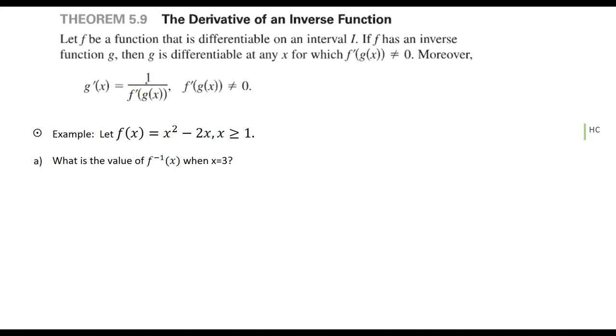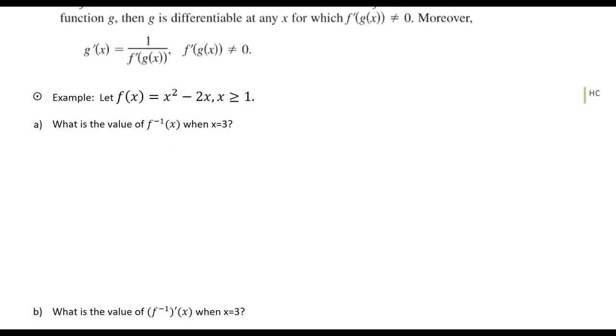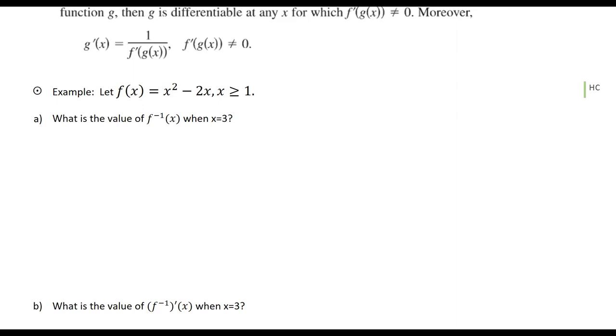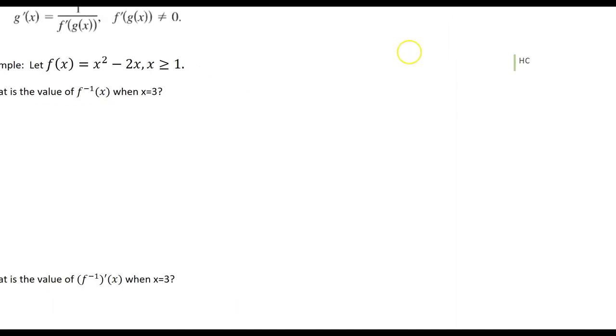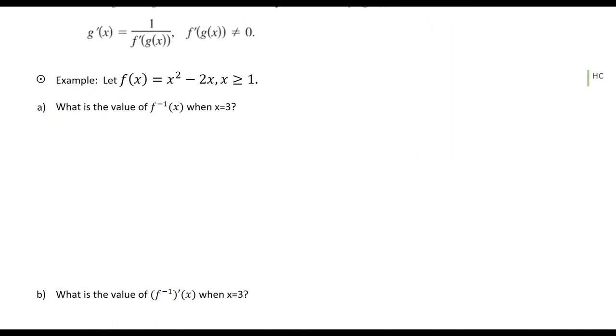So let's talk about how we can use this. We have f of x equals x squared minus 2x, where x is greater than or equal to 1. And if you needed a graph of this roughly, you would see that it is a parabola, and so it would look something like this. Okay, so it is 1 to 1. It does have an inverse because we're only looking at the graph where x is greater than or equal to 1.